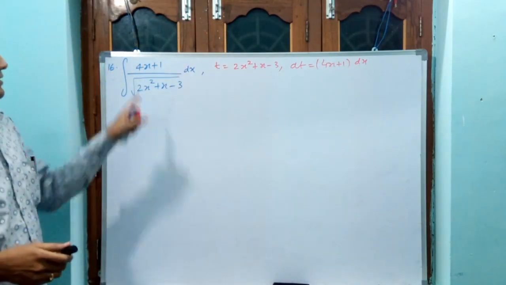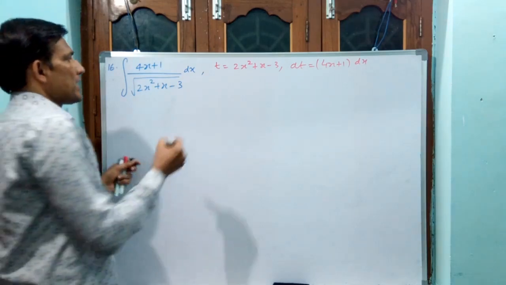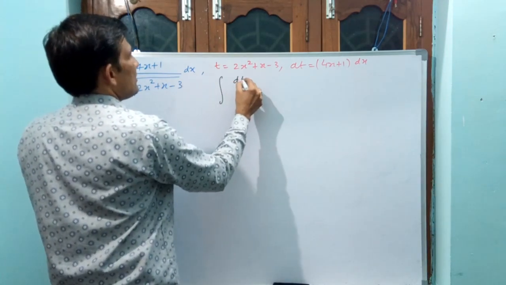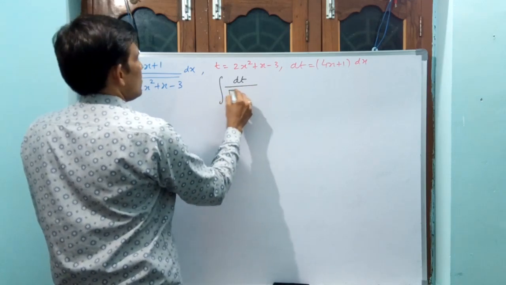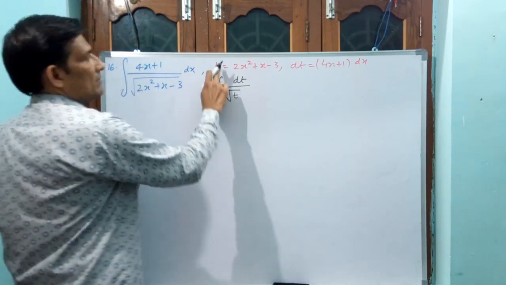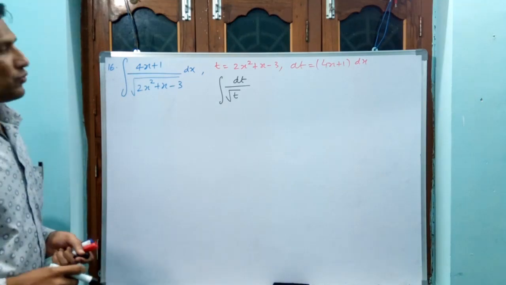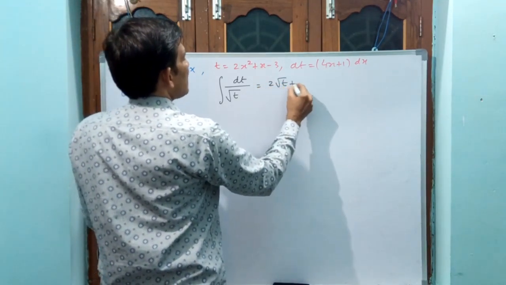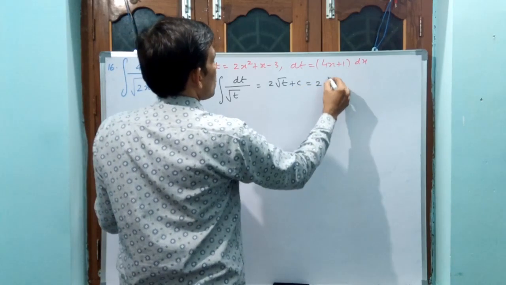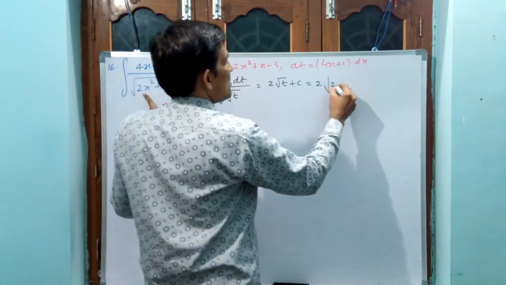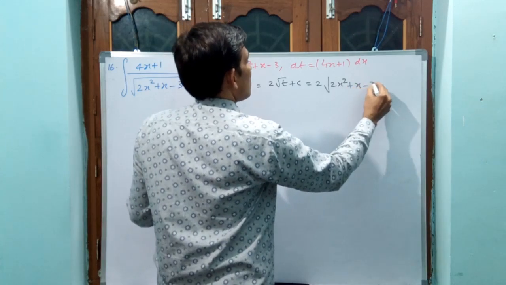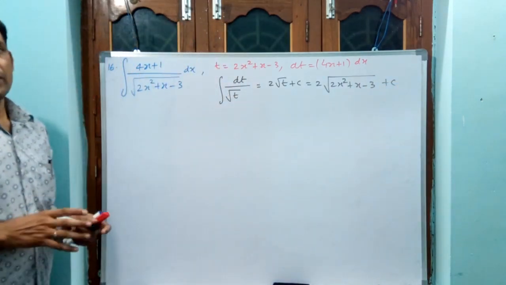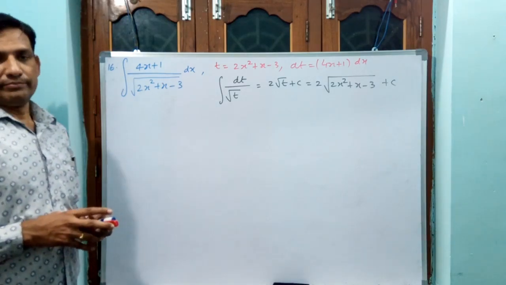This will be the numerator. Then you directly copy it. Integral (4x plus 1) dx will be dt divided by square root t, because this is going to become t, that's all, root t. Integral 1 by root t means 2 root t plus c, that is equal to 2 square root of this entire thing, 2x squared plus x minus 3, plus c. Okay, simple one shot problem.